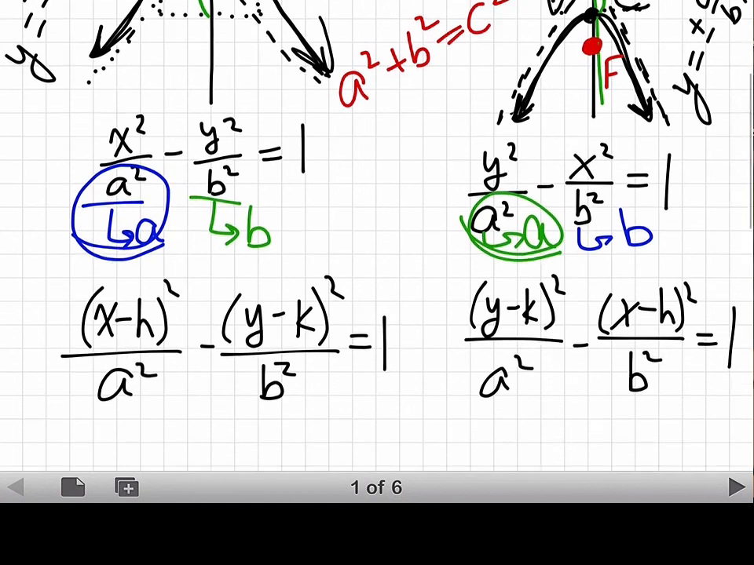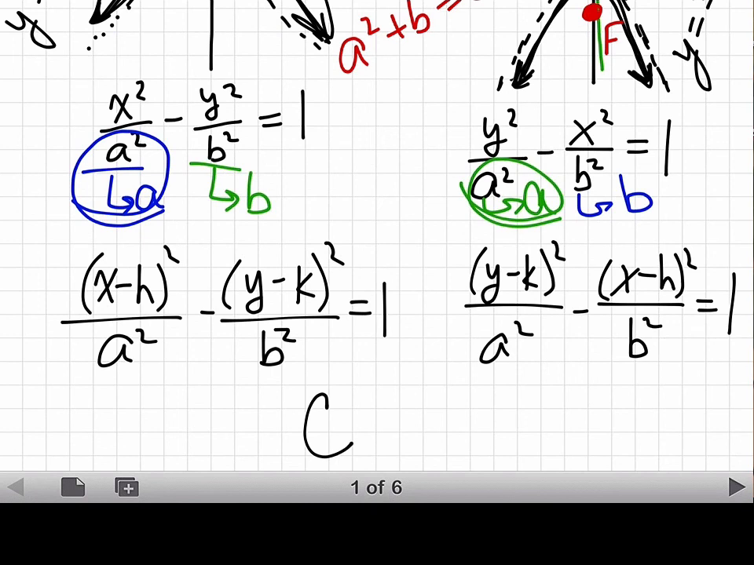In these cases, the center of the hyperbola is going to be (h, k), keeping in mind that h is going to be associated with the x-coordinate of the center, and so it's the number that's with the x variable, and k is going to be associated with the y-coordinate of the center, and so it's the number hanging out with y.